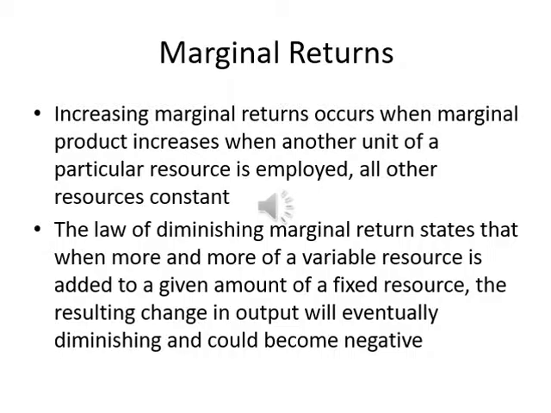Marginal returns. Increasing marginal returns occurs when marginal product increases when another unit of a particular resource is employed, all other resources constant. The law of diminishing marginal return states that when more and more of a variable resource is added to a given amount of a fixed resource, the resulting change in output will eventually diminish and could become negative.